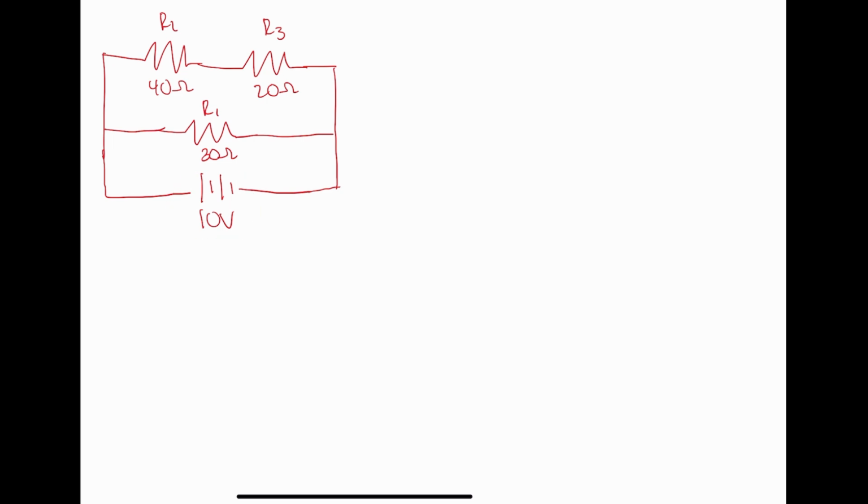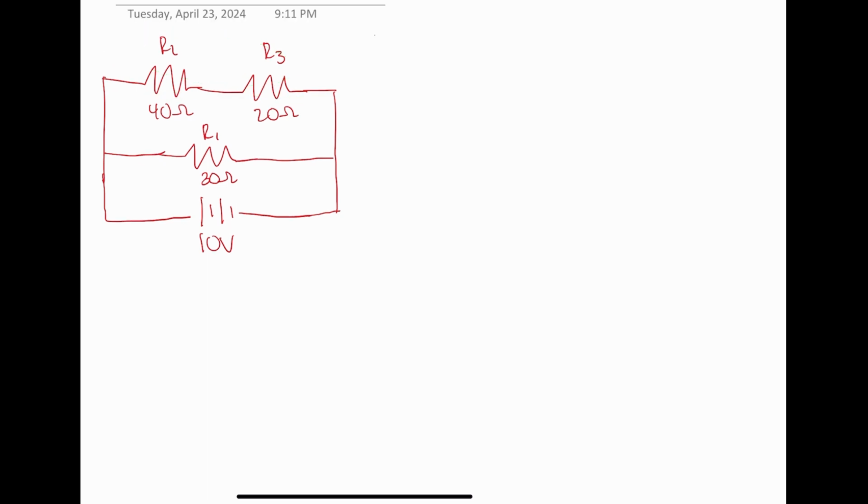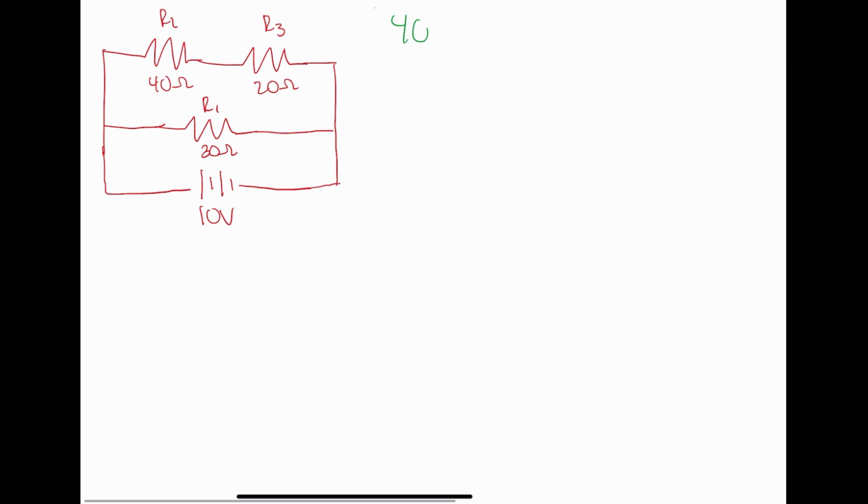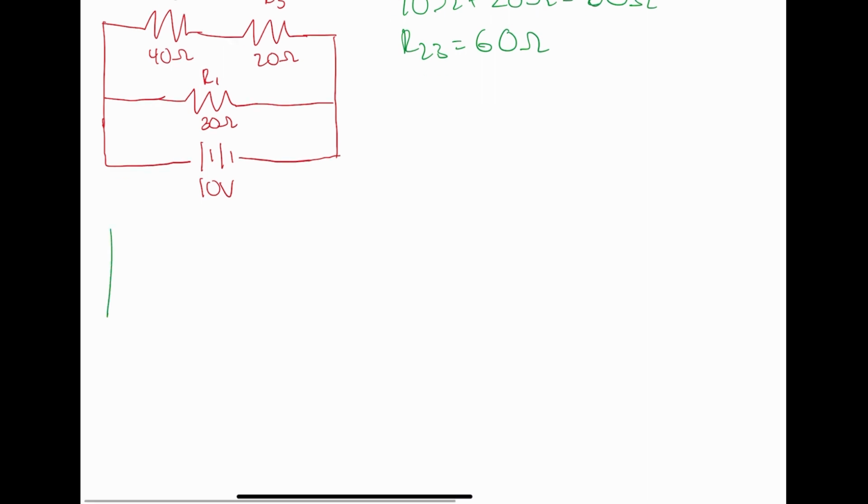So using Kirchhoff's law, we just do 40 plus 20 equals 60 ohms. So R23 is equal to 60 ohms. Now, if we want to redraw the circuit, because we condensed it a bit, it'll look something like this. Right. Now this is R2,3, this is R1.